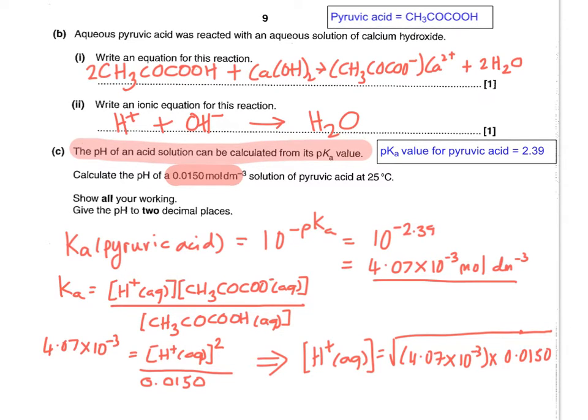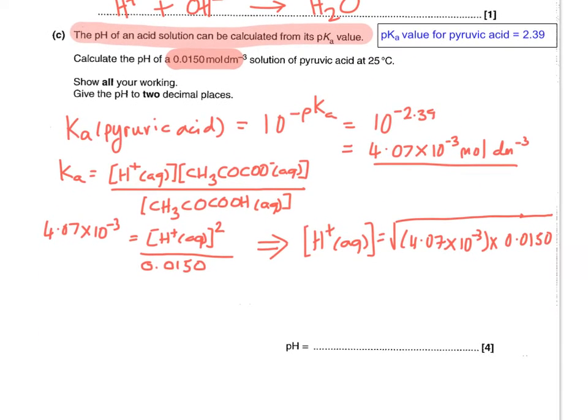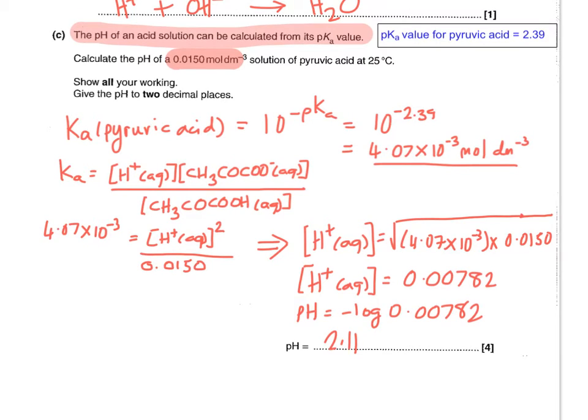That allows us to work out the concentration of H plus by doing the square root of 4.07 times 10 to the minus 3 times 0.0150. Moving the page down slightly to make some room, we can work out that the concentration of hydrogen ions is 0.00782. If we put that into the pH calculation, minus log 0.00782, that gives us a pH value of 2.11. So let's now go on to the next page of the question.